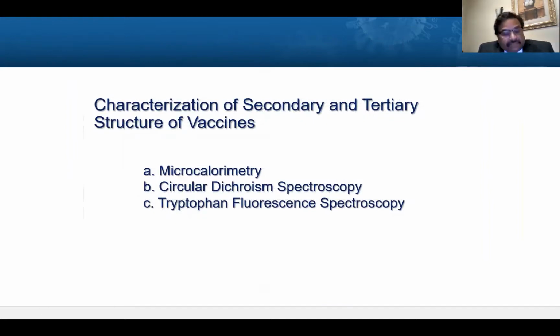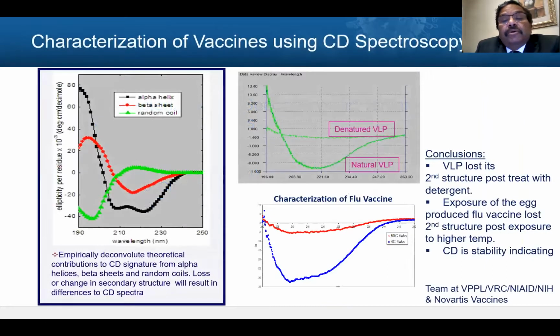Moving on to the next set of tools, and this is for characterization of the secondary and tertiary structure. So I will just walk you through. The first method that I'm going to show you is the CD spectroscopy.